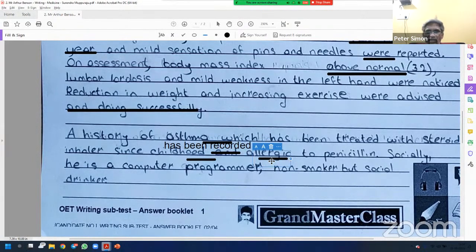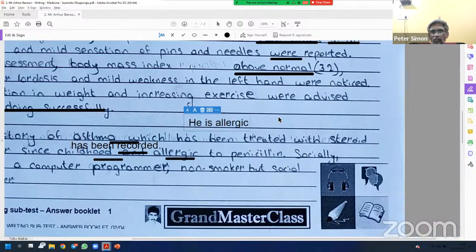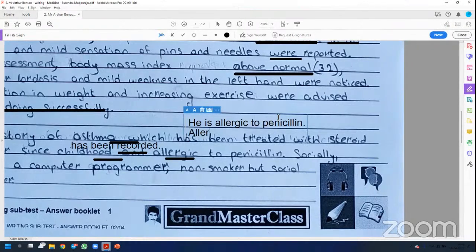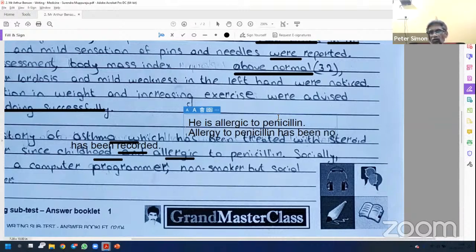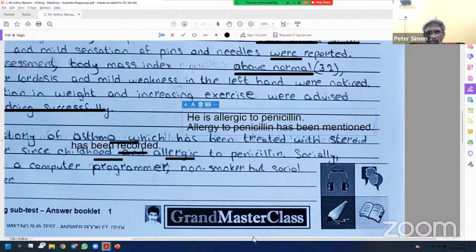He is allergic to penicillin or allergy to penicillin has been mentioned. You can say he is allergic to penicillin, or allergy to penicillin has been reported, registered, noted or mentioned. Something like that. Passive voice is the second one. First one is the active voice.